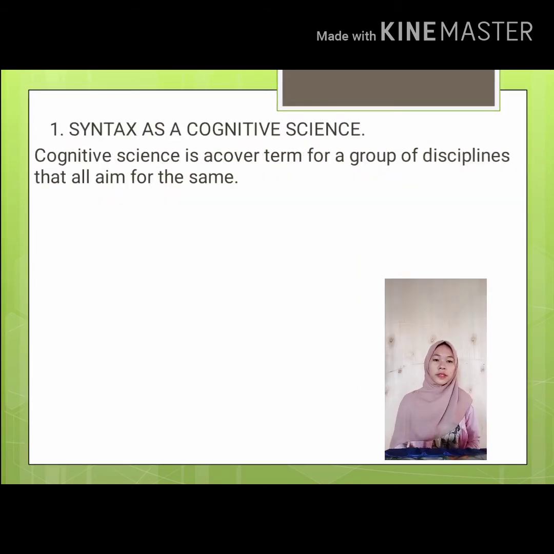Syntax is a cognitive science. Cognitive science is a cover term for a group of disciplines that all aim for the same goals: describing and explaining human beings' ability to think, or more particularly to think about abstract notions like substance, particulars, the possibility of other planes, or even how many angels can fit on the head of a pin.